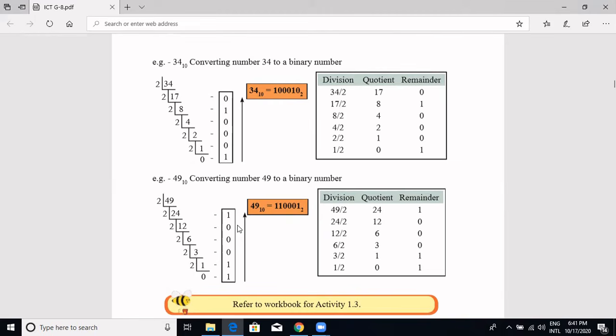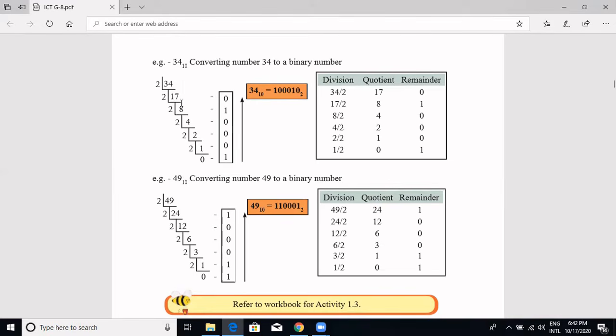34 you divide by 2, you get 17, and there is no remainder. Why you don't get a remainder? Because 34 is an even number. If it's an even number, divide by 2, you don't get any remainder. Understood? Simple maths. Then 17, you divide again by 2, it's 8, because 2 into 8 is 16, but there's a 1 remainder. That's what right hand side you see a 1 in this box.